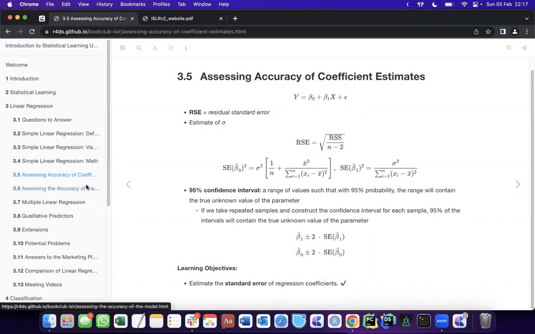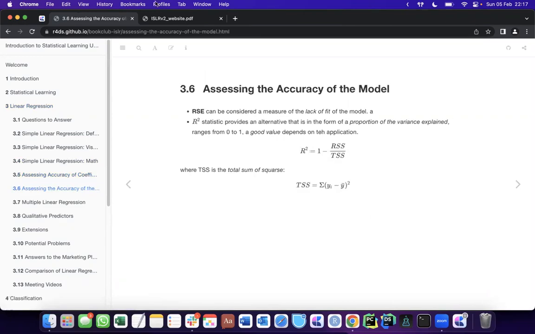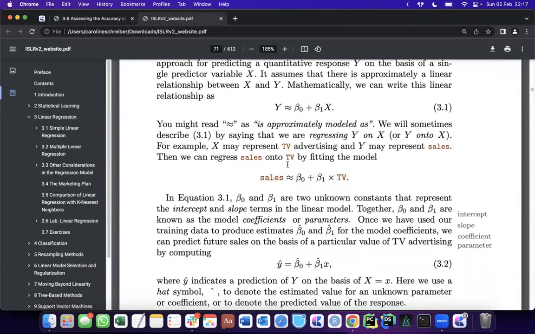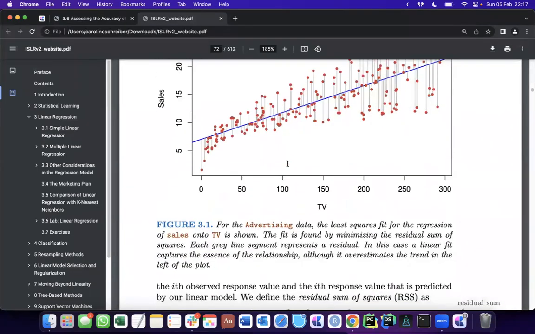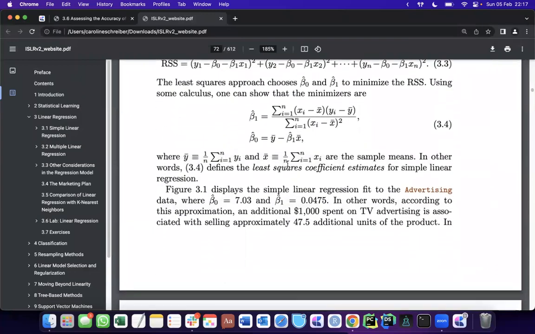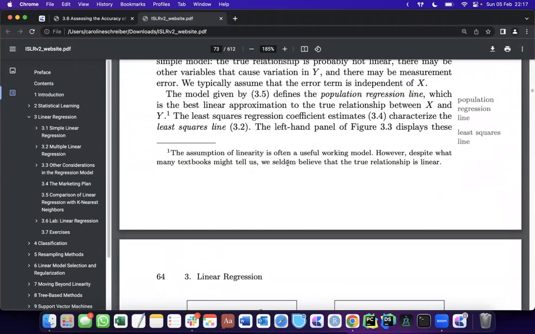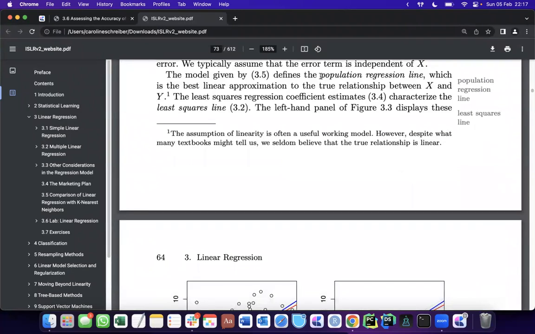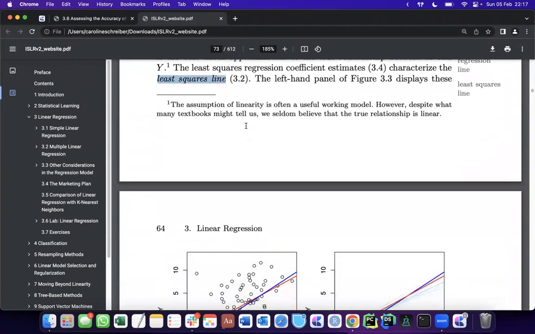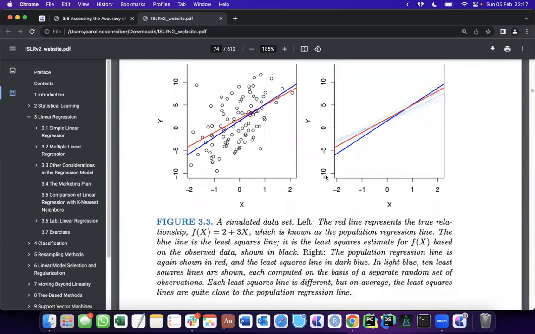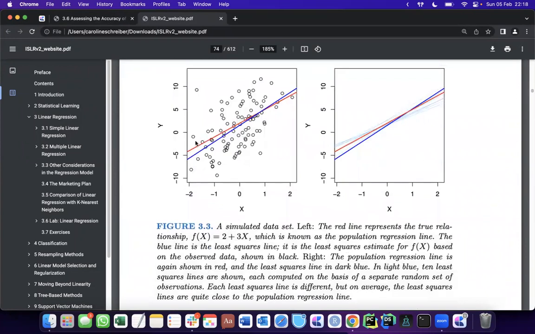There's one thing that I wanted to point out that I don't think is in these slides. If we hop onto the book. Let me find this. So in the book, they were talking about the difference between the population regression line and the least squares line. So the least squares line is what we were just speaking about constructing. And if we have a look at our figure 3.3, our red line is the true relationship, and our blue line is our least squares model.